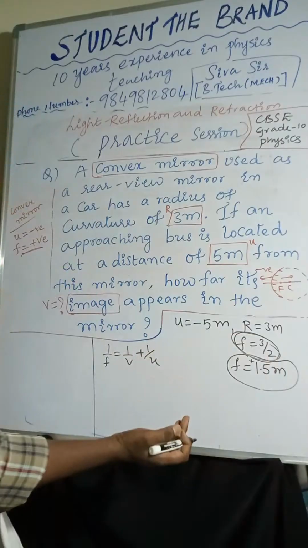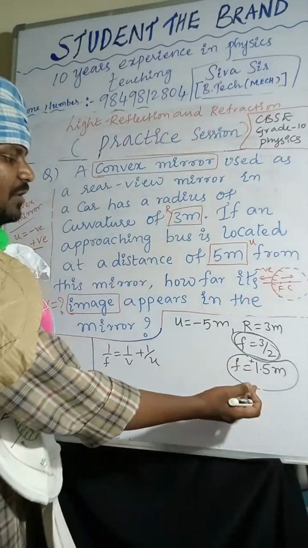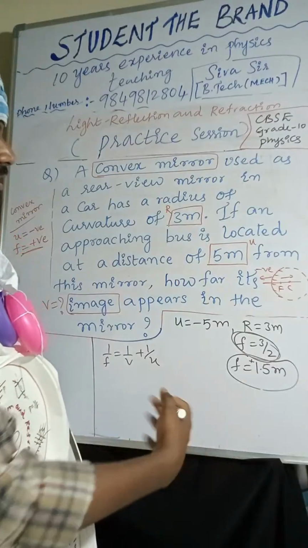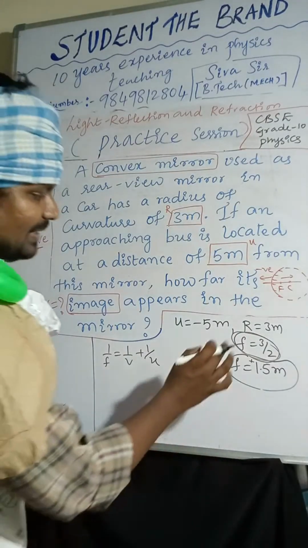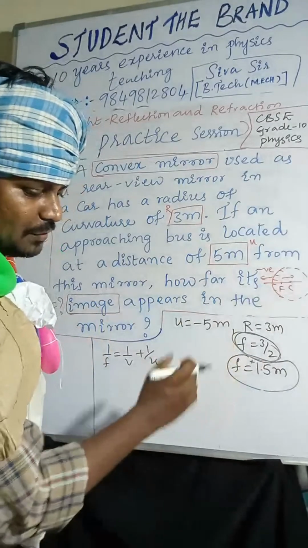So why you are asking me to substitute only 3 by 2? Why can't I go for 1.5? While doing calculation you will get problem. That's why let it be 3 by 2. So it is a small logic to do the problem.